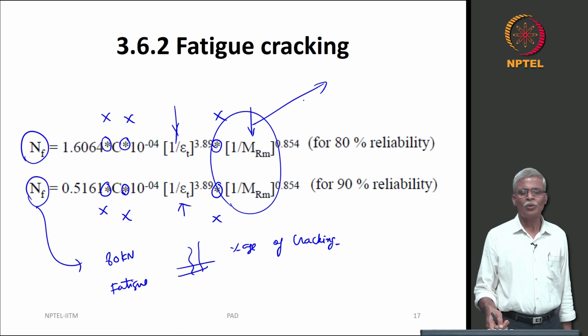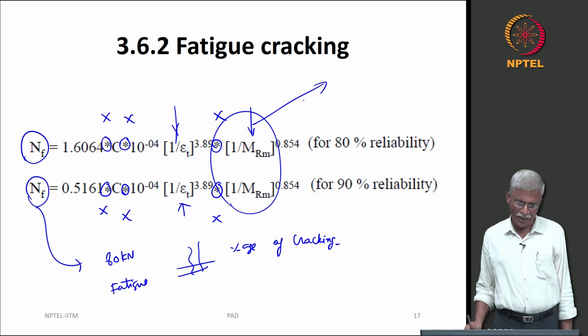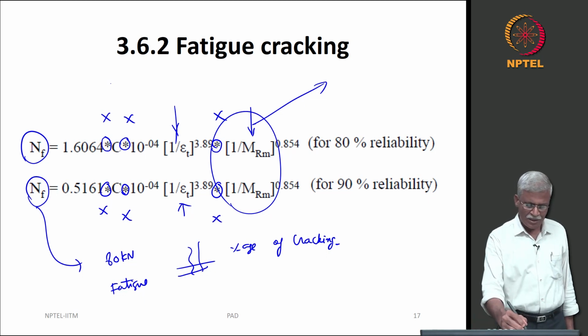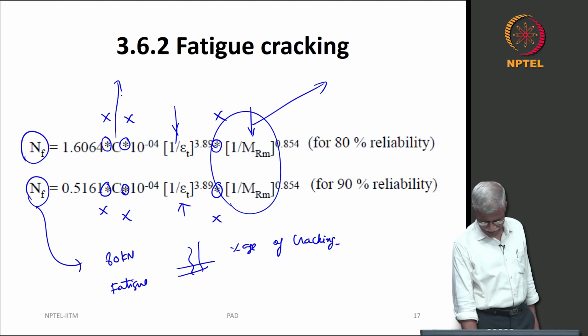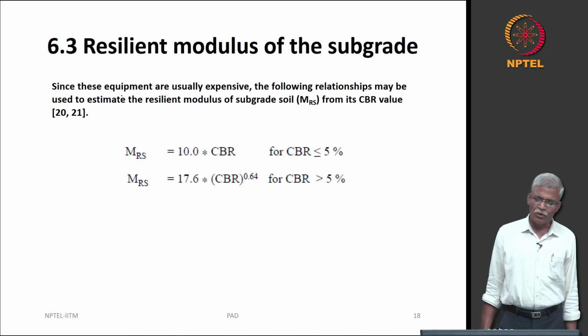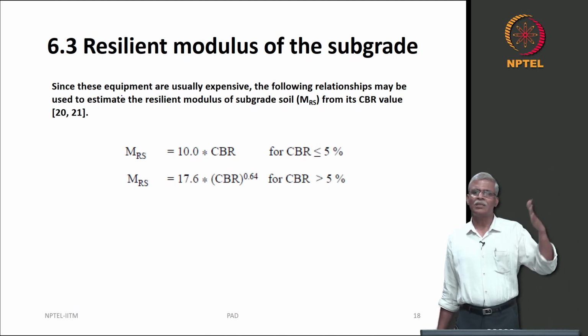See, because if you know the modulus, you can compute the strain. So, if that is the case, why is this here? Take a look at it, and these factors such as C are all explained in IRC 37. Okay. So, this is as far as the bituminous mixtures are concerned. So, that is the distress part.